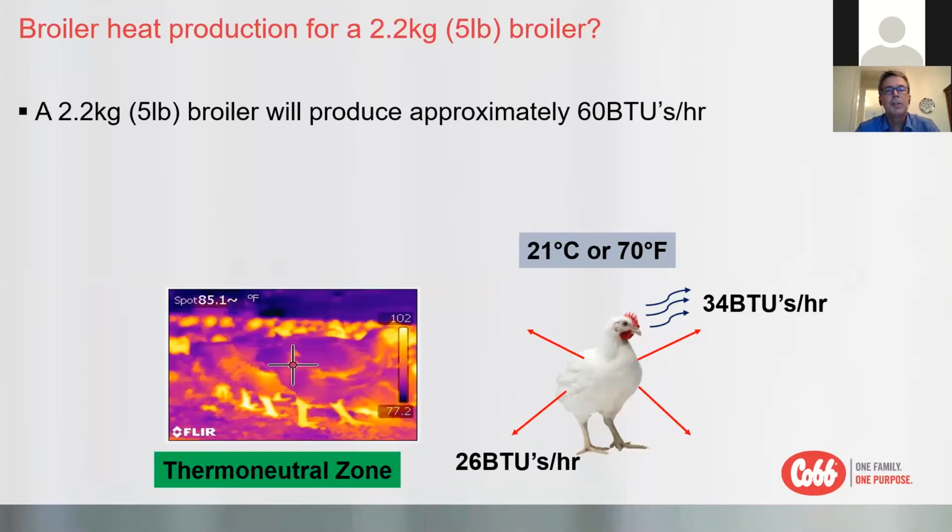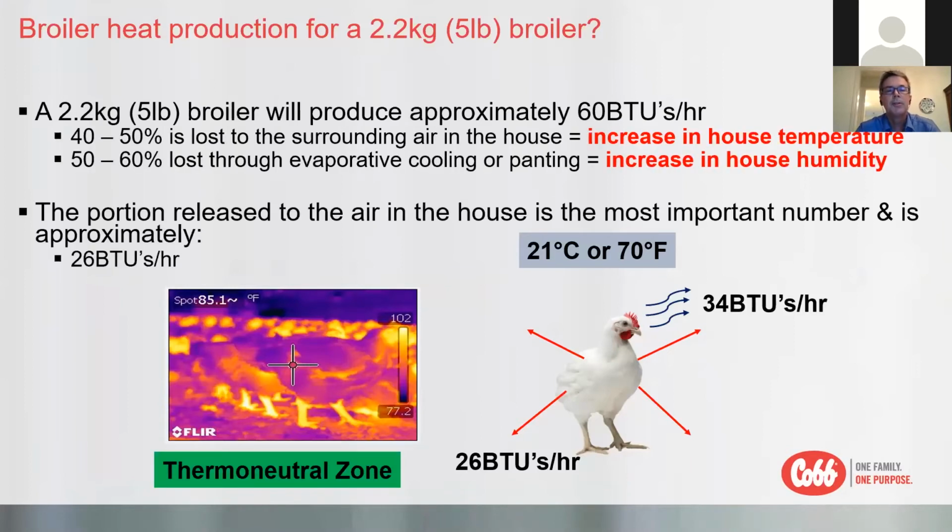So let's look at 3 scenarios, and I'm going to go through these to explain how the bird thermoregulates. So we look at it, this is a 2.2 kilo, a 5-pound broiler in a chamber under experimental conditions. And they're looking at how the bird partitions its heat, how the bird maintains a steady body temperature. So if you look at this bird, and this bird is in the chamber at 21C, it's at its thermoneutral zone. It's close to what is most comfortable.